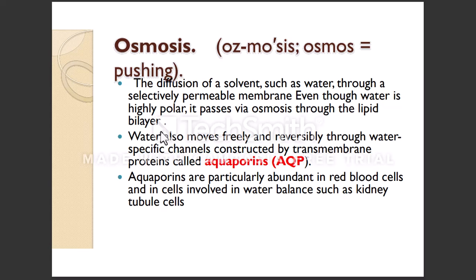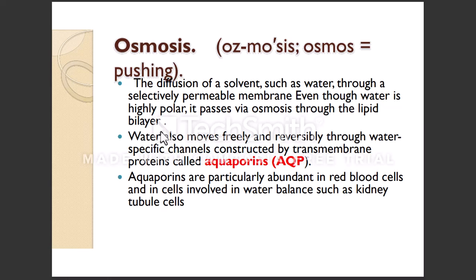It's a special kind of diffusion which involves the movement of only water molecules from a region where they are highly concentrated to a region where they are less concentrated, down a concentration gradient, through a selectively permeable membrane. That means a membrane that is selective to allow only water molecules to pass through it. Water also moves freely and reversibly through water-specific channels constructed by transmembrane proteins called aquaporins.